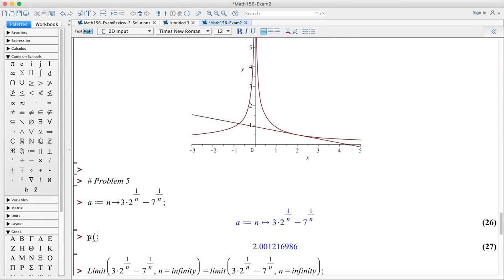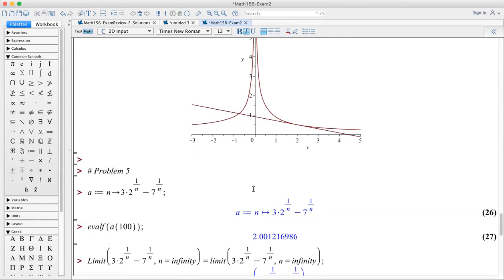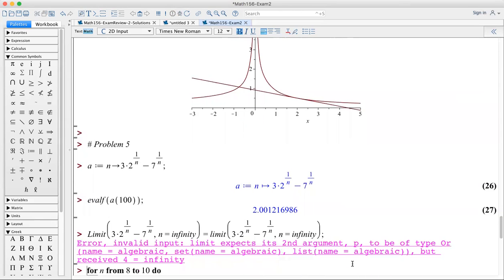I've written this as a function. That's a of 100: 3 times 2 to the 100th minus 7 to the 100th. But if you want to know that as a decimal, so you actually have some idea about how big it is, you do evalf. And this number is a little bit bigger than 2. And you're told to compute the limit of this sequence as n goes to infinity.